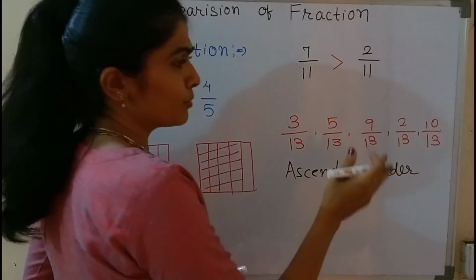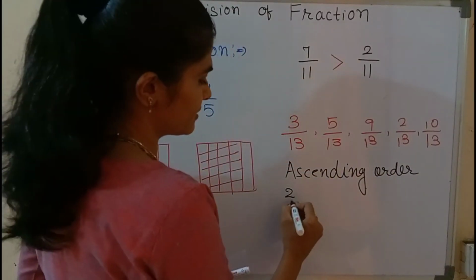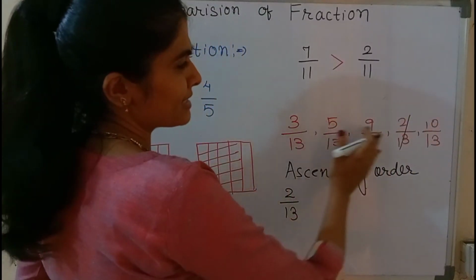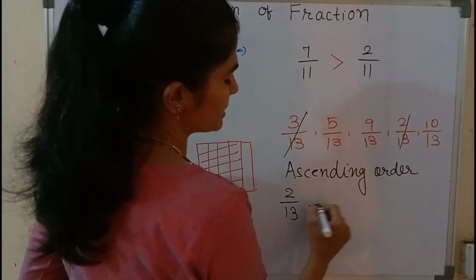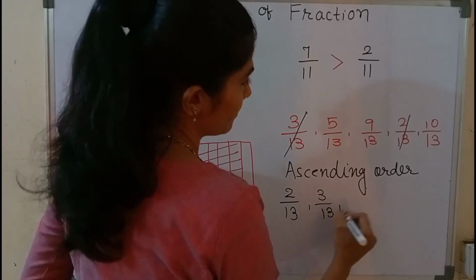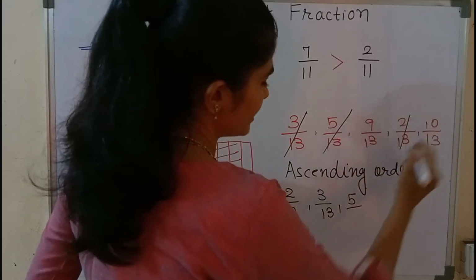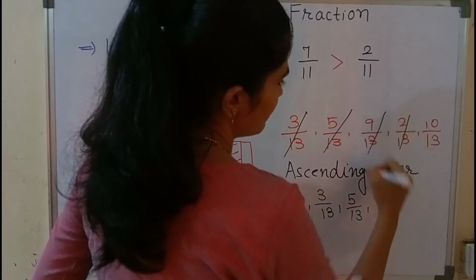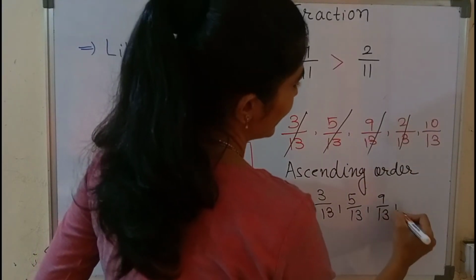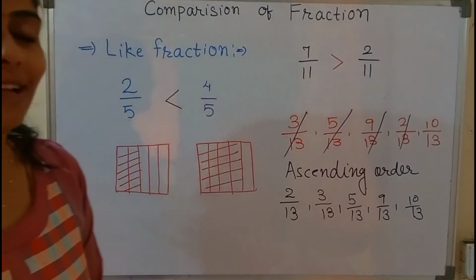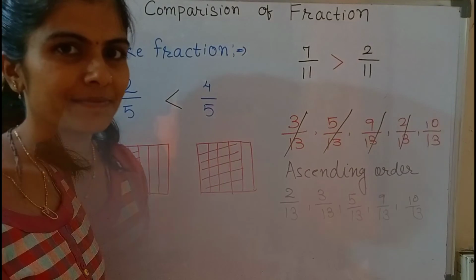First would be the least one, which is 2/13, because all have the same denominator. Next, if we compare the numerators, the next one must be 3/13. Next one must be 5/13. If I compare 5, 9, and 10, next must be 9/13, and the last one would be 10/13, right? So this is the answer.